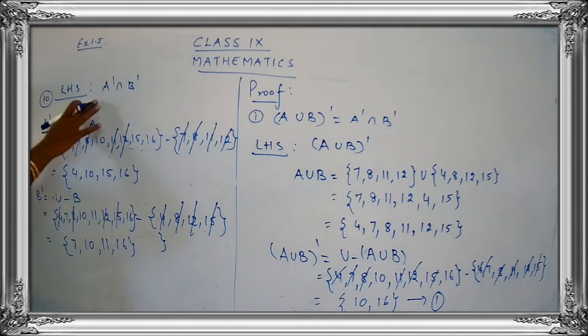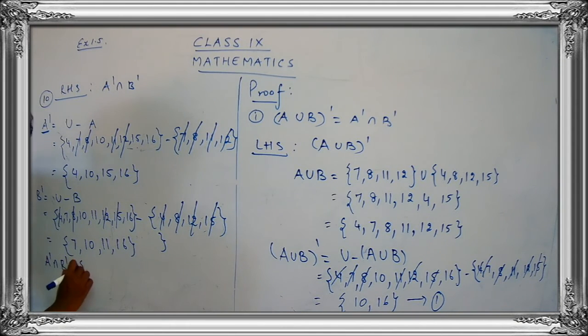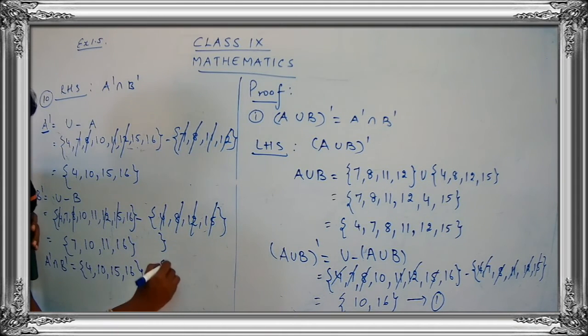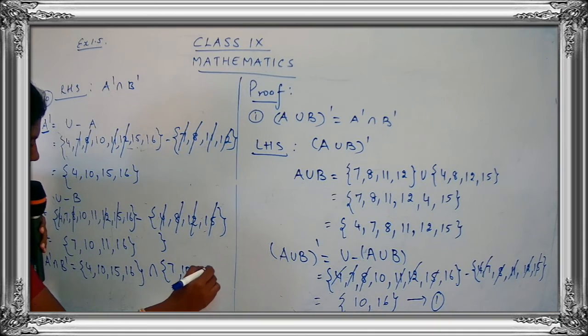So now the next thing, what are we going to do here? You are going to find out the intersection of both. I'll write down here A dash intersection B dash. What is the meaning of intersection? You are going to take the common part. So what is common here? Let me write down A dash and B dash: 4, 10, 15, 16, intersection 7, 10, 11, 16.